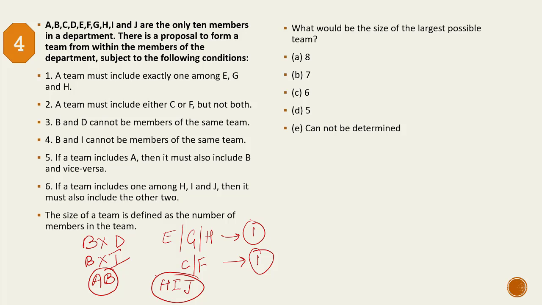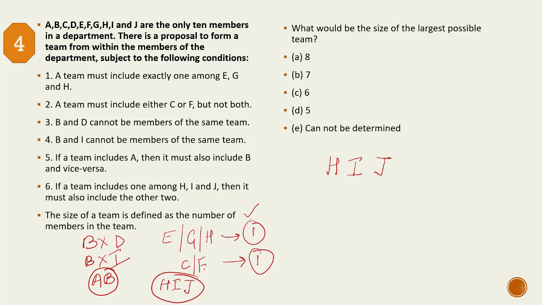Now, the first question is, what would be the size of the largest possible team? Now, when I want the maximum number of people to be part of my team, I will first try and pick the largest group available, which I can see here: H, I, J. Because the moment I take any one of them, the other two come running with that person. And now we have also ensured this condition that out of E, G, H, I have taken H. So I cannot take E and G.